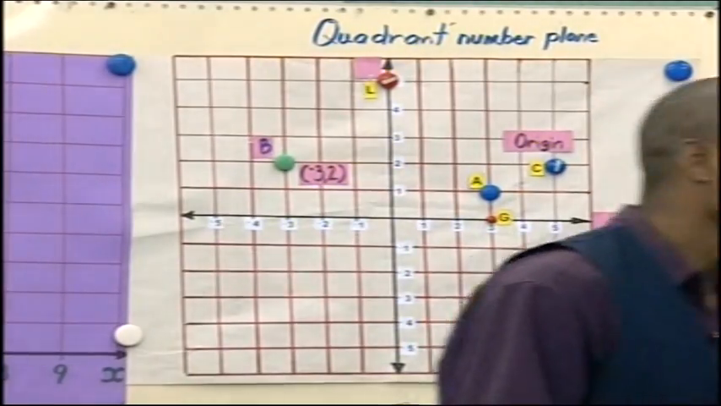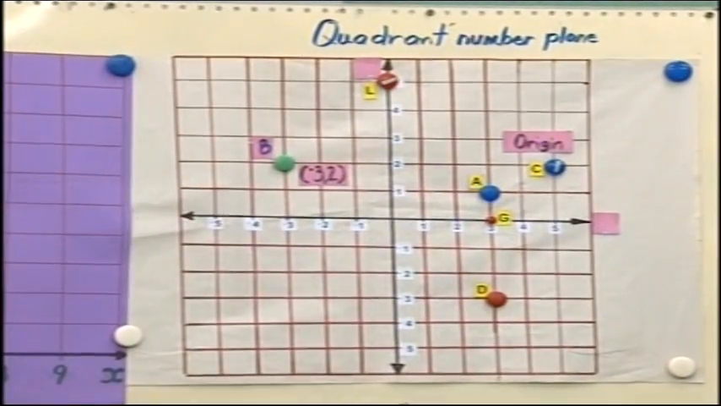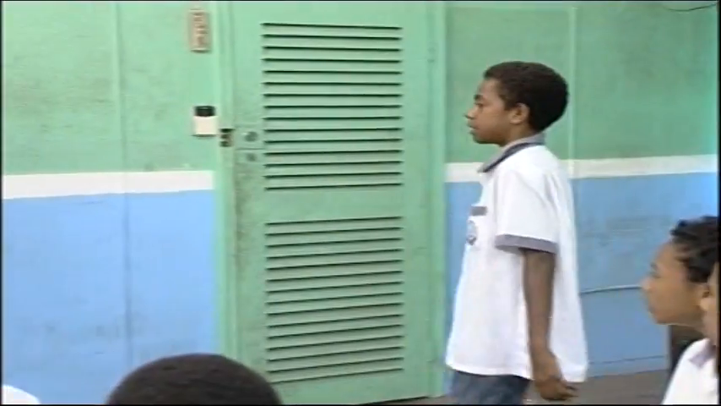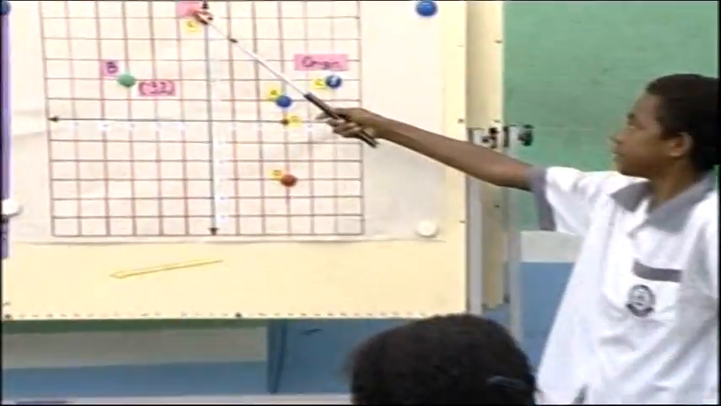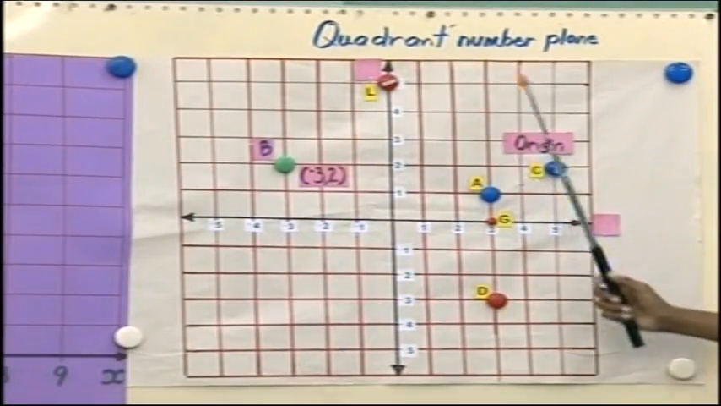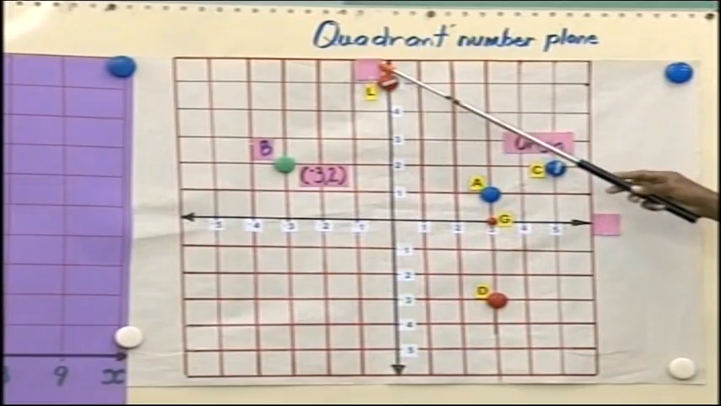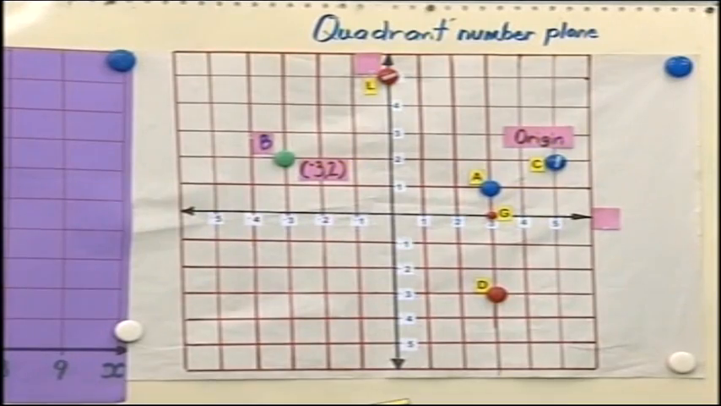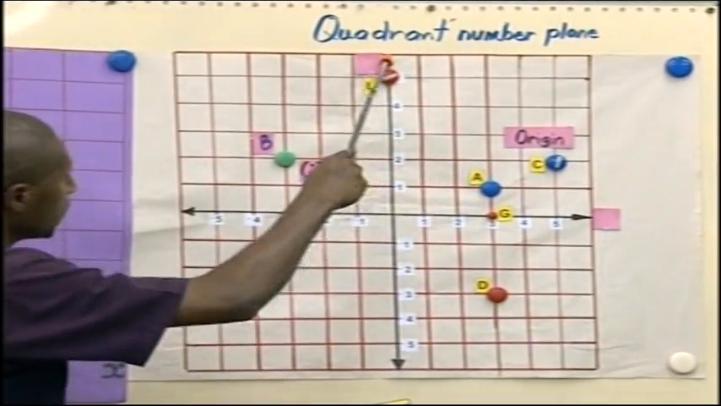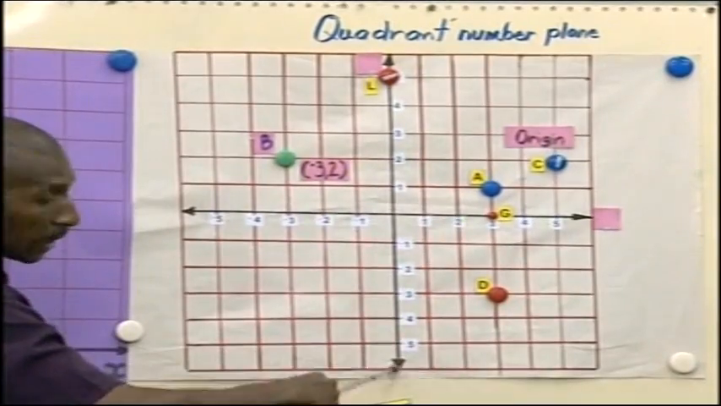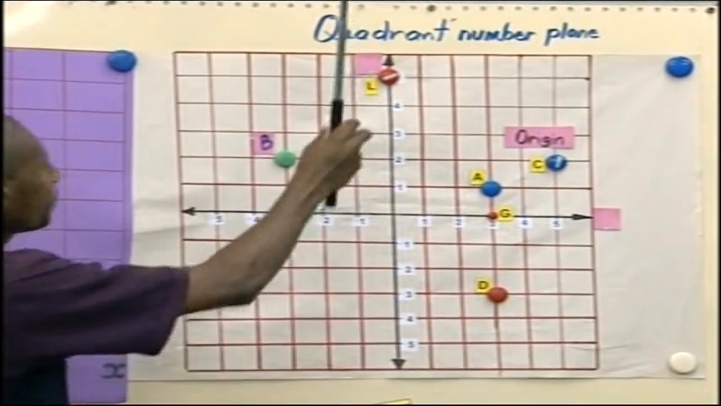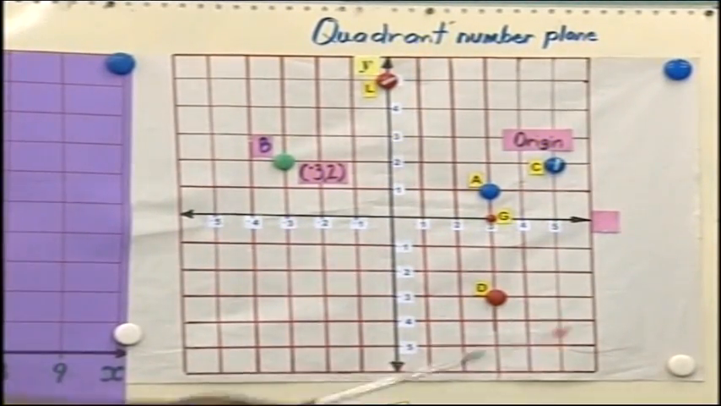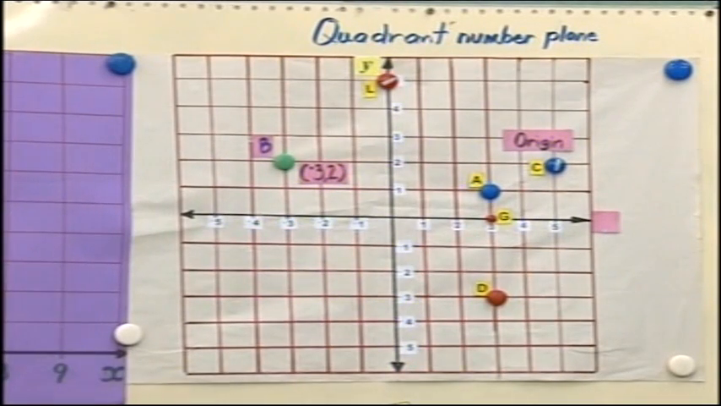Okay, let's say Win. Win, can you come and show us where the y-axis is on this quadrant number plane? Y-axis? Okay. What do you others think? Is it correct? Yes. Okay, y-axis, starting from here all the way down. Okay, this is the y-axis. And which one is the x-axis? Let's have a girl.